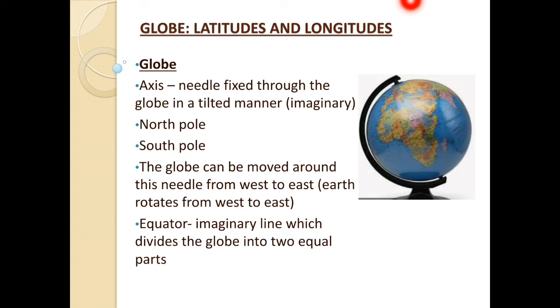Next imaginary line is the equator. Equator is an imaginary line that divides the globe into two equal parts. Axis is an imaginary line that runs through the north and south pole of the earth and it is in a tilted manner. But equator is an imaginary line that divides the globe into two equal parts.